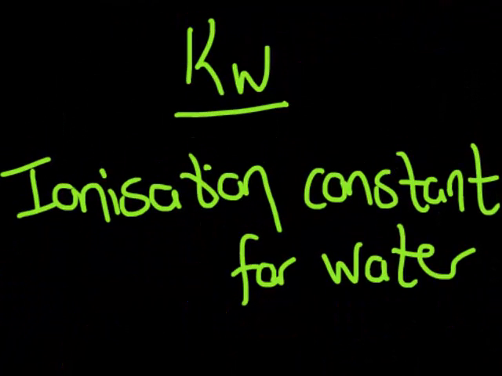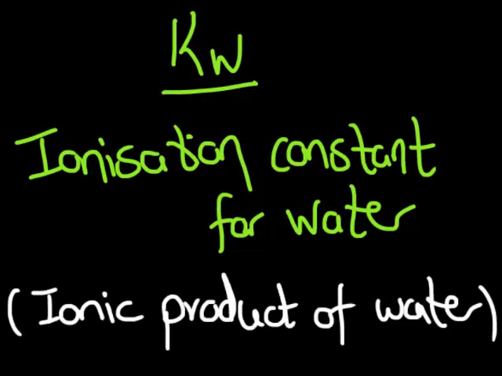Now Kw stands for the ionization constant for water. So immediately it tells you it's a constant value, will always be the same, and we then indicated this with a W. K is usually standing for constant, and W stands for the fact that it's for water. Now this can also be called the ionic product of water, but it means exactly the same as the ionization constant for water.